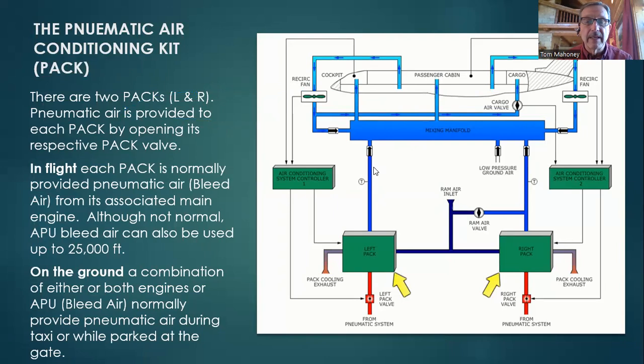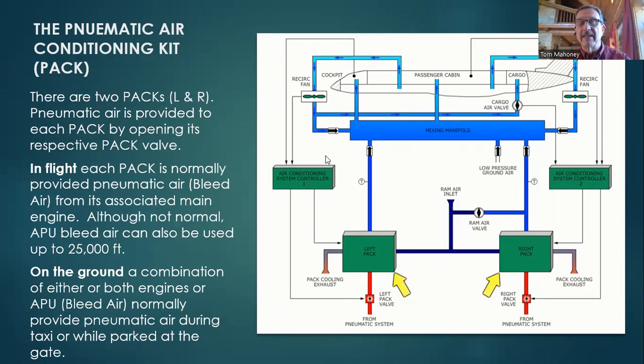Trying to look at anything else here. Of course, as with all jets, we know this now, some of this stuff is controlled by computers, and you have your air conditioning system controller number 1, and you have your air conditioning system controller number 2. They regulate and operate the recirc fans and measure the temperature, adjust things automatically.